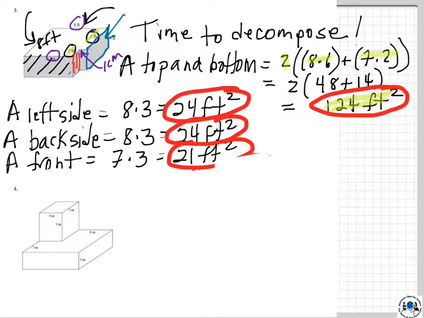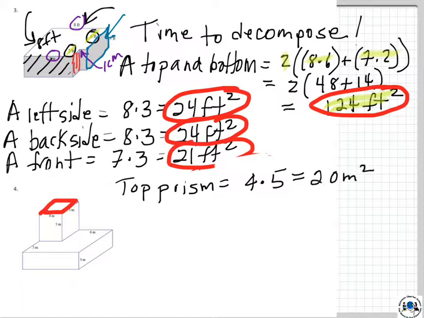And now work on number 4 here. In number 4, we have a prism on top of another prism. Okay, so the best way I thought to start solving this is by solving this top prism first, and the surface area of that prism. The top of the prism is a 4 by 5, so I have 20 square meters.